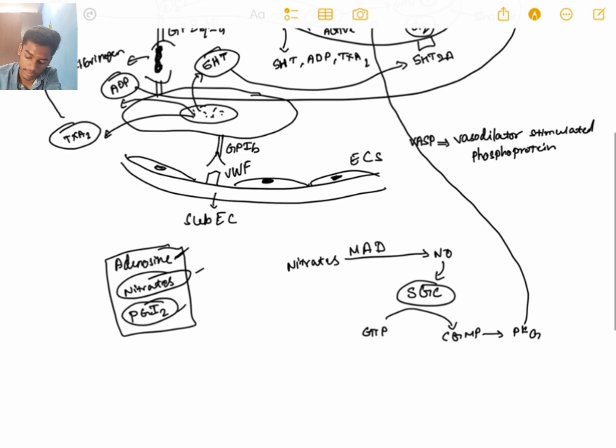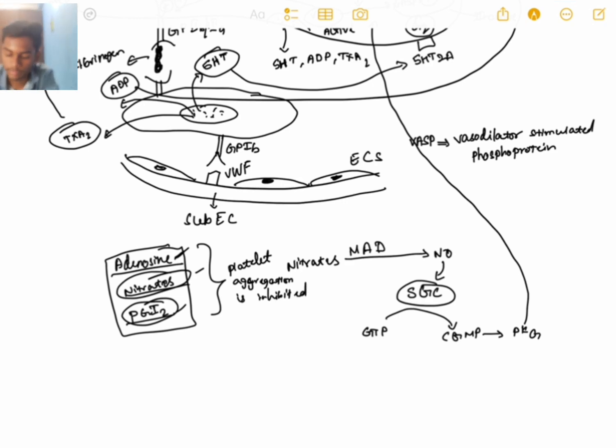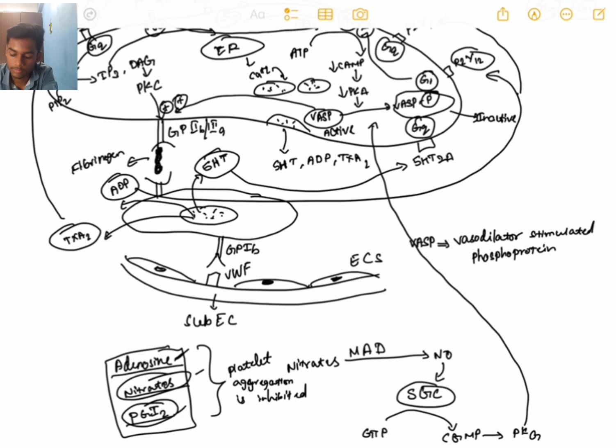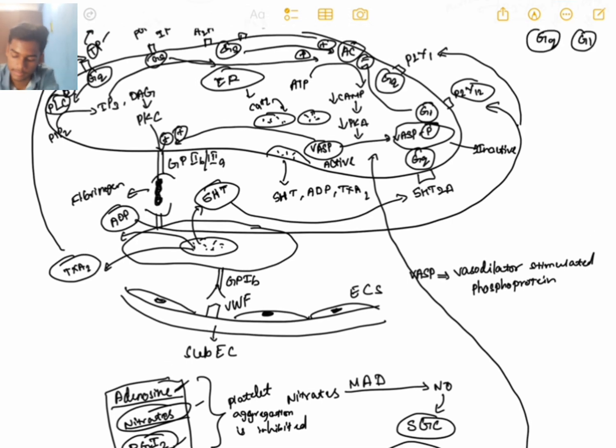So all these three, adenosine, nitrates, and prostaglandin I2, prostacyclin, will cause platelet aggregation to be inhibited.